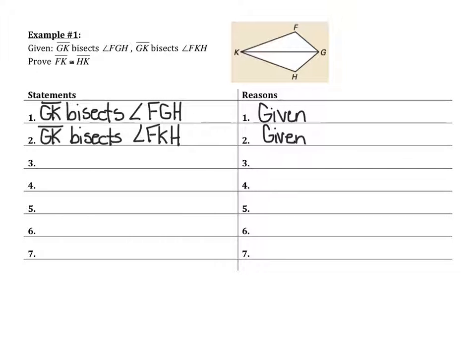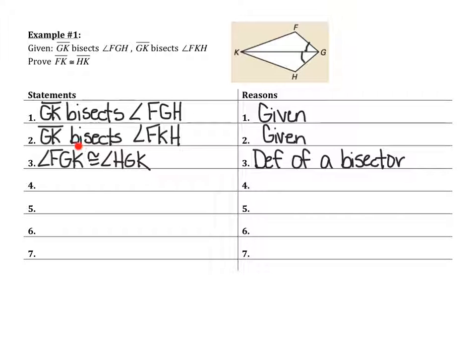So therefore, if GK bisects this angle, that means that this angle right here, FGK, is congruent to this angle right here, HGK. So that's going to be my next step in my proof. So angle FGK is congruent to angle HGK because we knew that this segment bisected that bigger angle. So my reason would be the definition of a bisector.